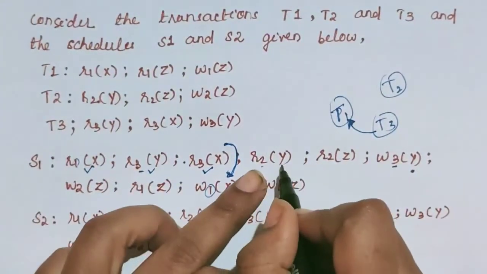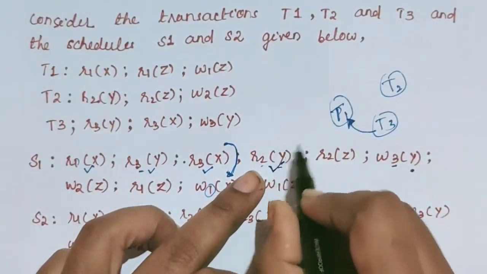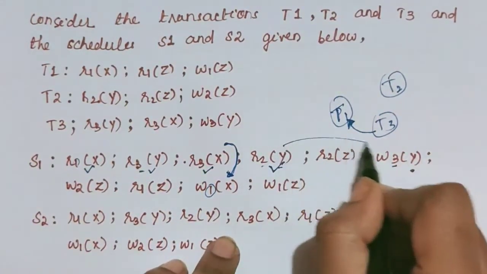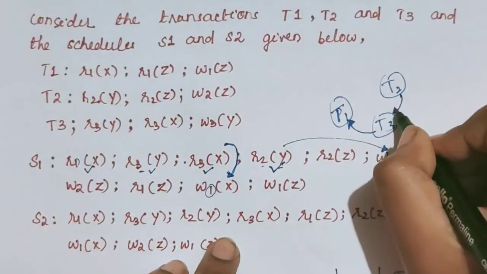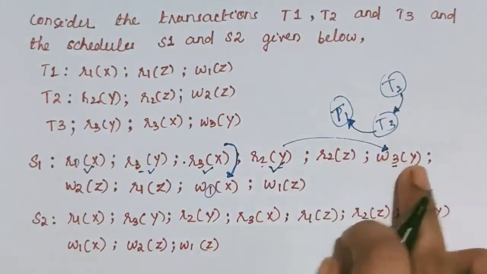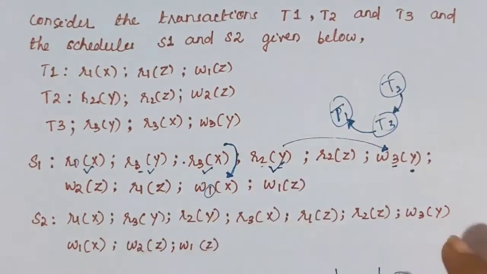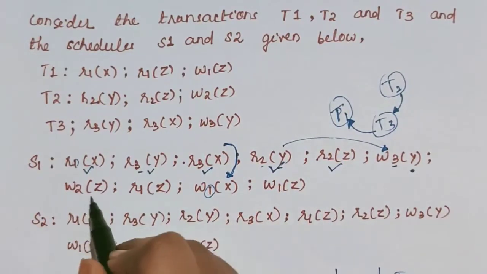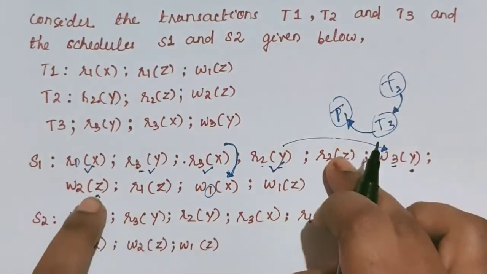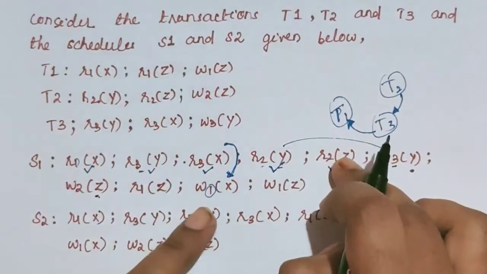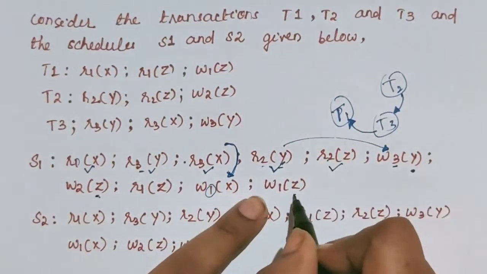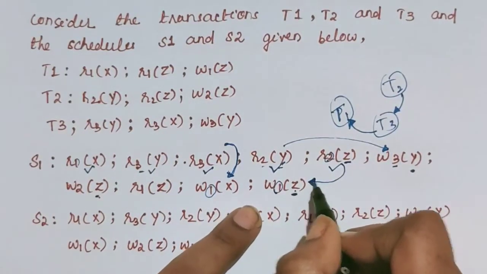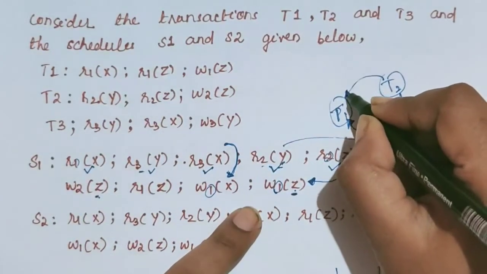Then again check for y, r2 of y. Find y; y is here, see 2 to 3, again one conflict we found, so make this 2 to 3. Then check whether y is there anywhere further; no. So again check for r2 of z. Find z; z is present here, but 2 to 2 there is no conflict, 2 to 1 but read, there is no conflict. Then again 2 to 1, see z is here, same variable and different transactions, so there is a conflict from 2 to 1.